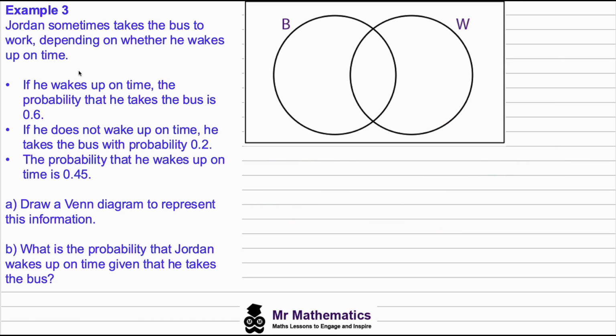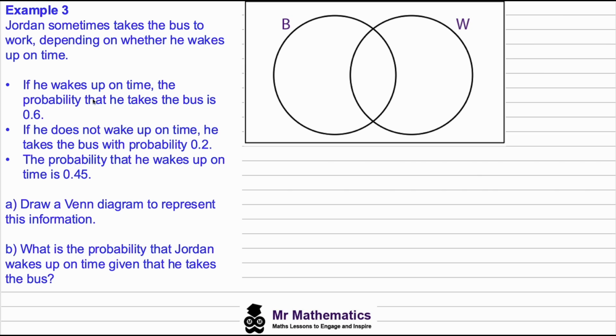So in example 3, do you want to give this question a go yourself? You can read through the question and then try and draw the Venn diagram and then attempt question B. It's really important that when you read these statements, you use the given symbol. You can pause the video, and when you come back, we'll go through the solution.